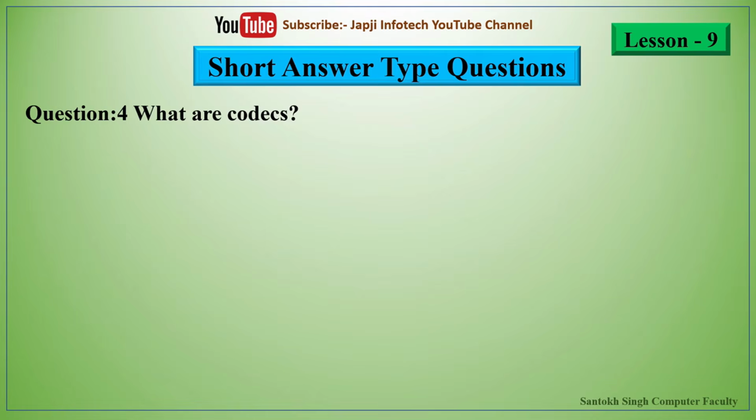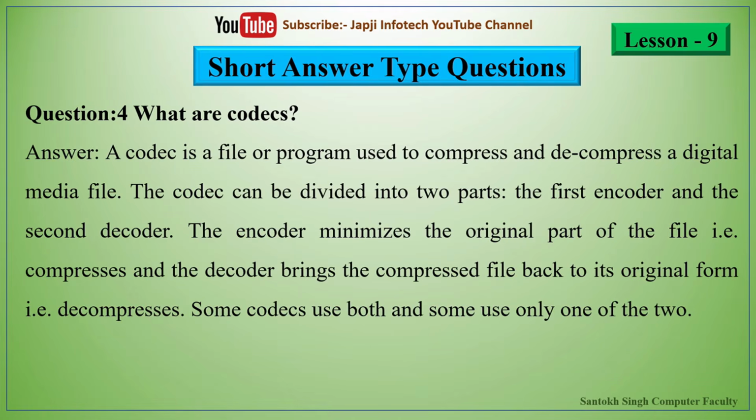And the fourth question is, what are codecs? A codec is a file or program used to compress and decompress a digital media file. The codec can be divided into 2 parts: the first is the encoder and the second is the decoder. The encoder minimizes the original file, that is, it compresses, and the decoder brings the compressed file back to its original form, that is, it decompresses. Some codecs use both and some use only one of the 2.